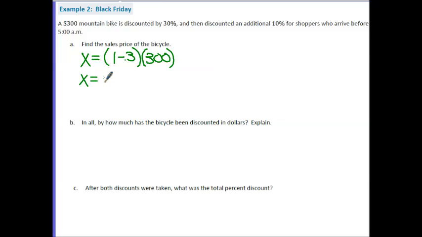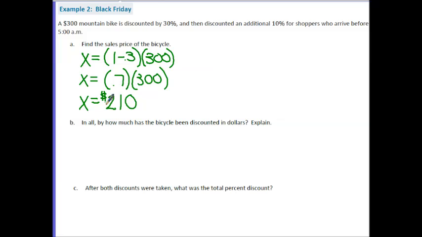So to simplify here, we have 100 minus 30% leaves us with 70%. And when I multiply these two, we get a final result of 210. So the new discounted price is $210. However, there's an added piece to this.